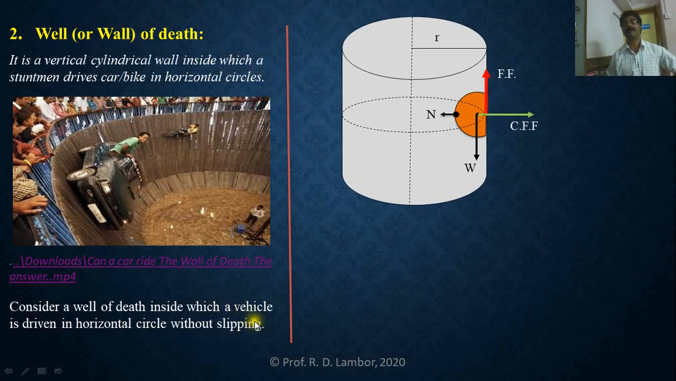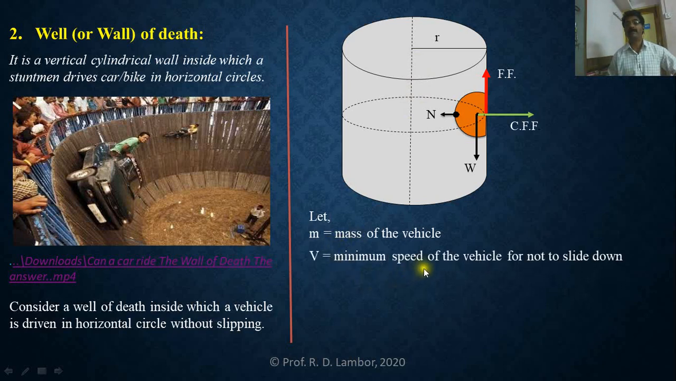See this diagram. This one is the vertical cylindrical chamber, white color, whose radius is r. And on the vertical wall of that chamber, this brown color is the vehicle, maybe a car or two-wheeler. And it is moving in a horizontal circle whose radius is r. So which physical quantities are related to this motion? Mass of the vehicle, minimum speed of the vehicle for not to slide down.